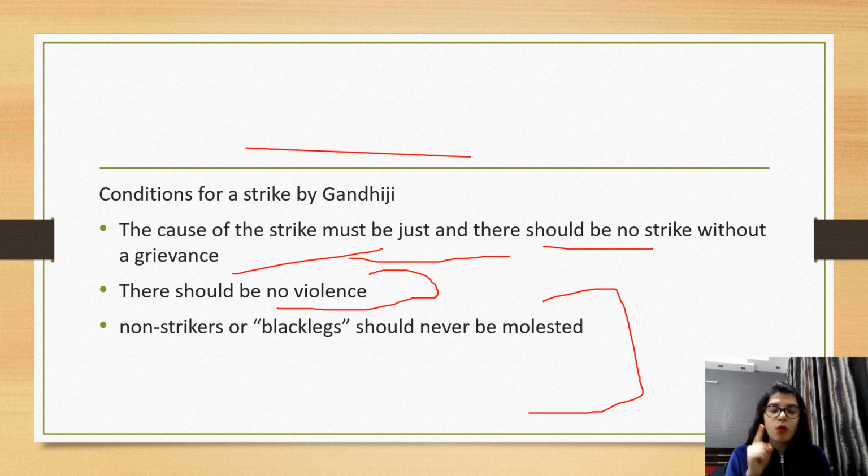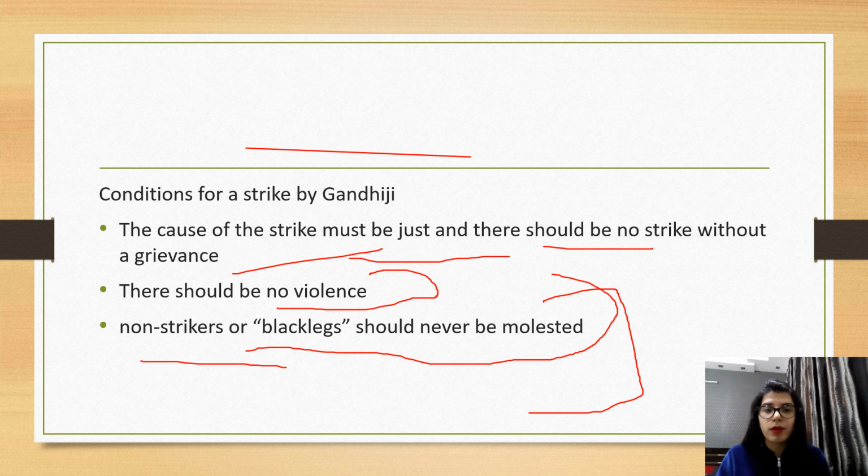The people who are non-strikers are also called blacklegs, okay. This is often asked in the NET exam also: who are blacklegs? They give the definition of blacklegs and some options below: black leg, yellow leg. Blacklegs are the people who do not support the strike; if their fellow members are on strike, they do not become a part of it. यहाँ गांधी जी ने बोला है कि इनको हैरास नहीं करना, इनको मोलेस्ट नहीं करना है. Non-strikers and blacklegs should never be molested.